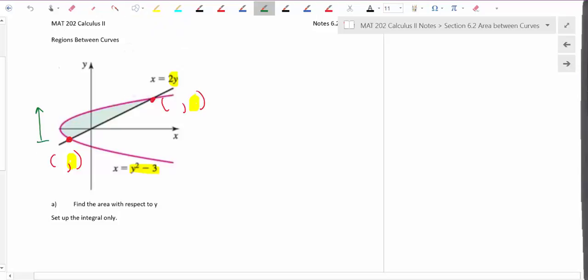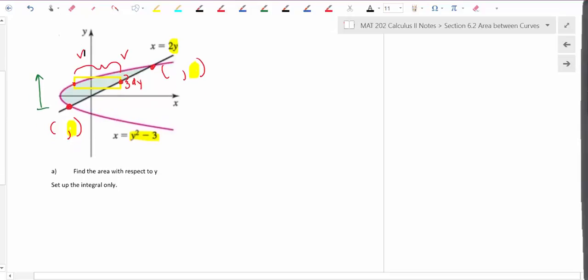When in doubt, just look at a few rectangles. Here's an example of a rectangle. That dimension would be dy, and then the length of this rectangle would just be this x value minus that x value. Since the graph represented in black is always to the right of the one represented in red on this shaded region, we don't have to work with subregions.